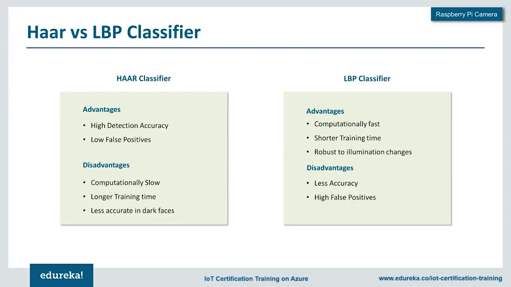But when you look at the LBP classifier, its computation and training time is quite fast and shorter compared to the HAR classifier. It is quite robust to illumination changes, that is, when there's a change in lighting, it's still capable of handling this. But at the same time, it's not on the same level of accuracy, and has a high chance of false positives as well.